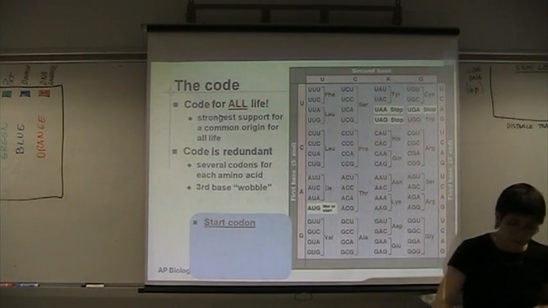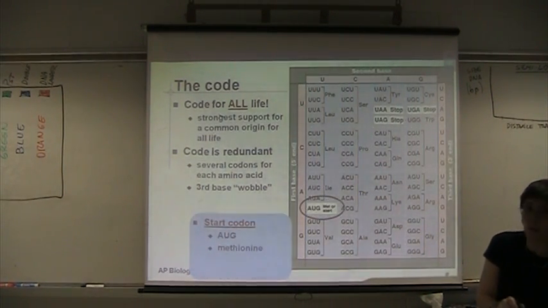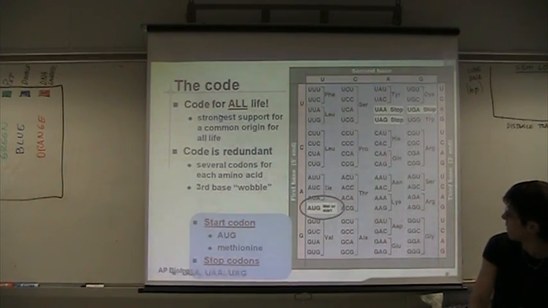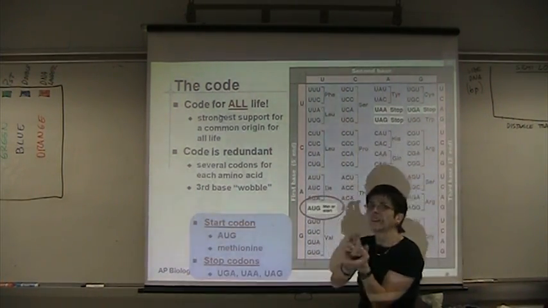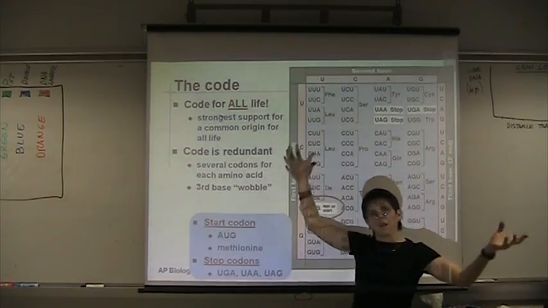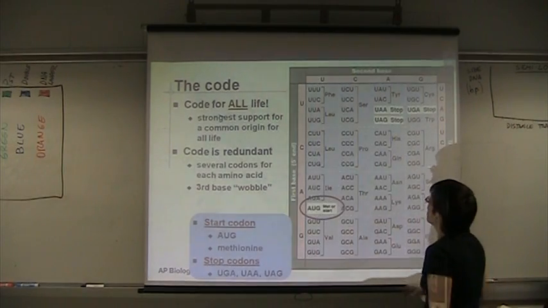Start codon, always AUG, and then we have a number of stop codons. We have 3 of them that basically don't code for an amino acid, but it's just a signal that says, okay, we are done, so the ribosome can disassemble and move on.